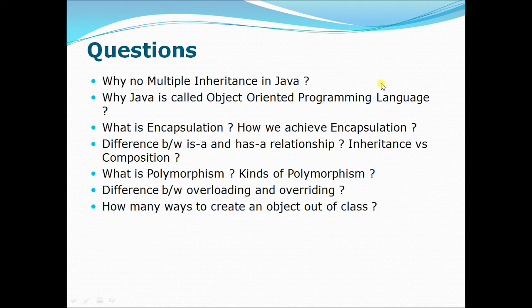So this will finish object orientation. These are the different types of questions which you can prepare from this particular chapter. So what is the first one? Why no multiple inheritance in Java? Tell me. Why no multiple inheritance in Java?